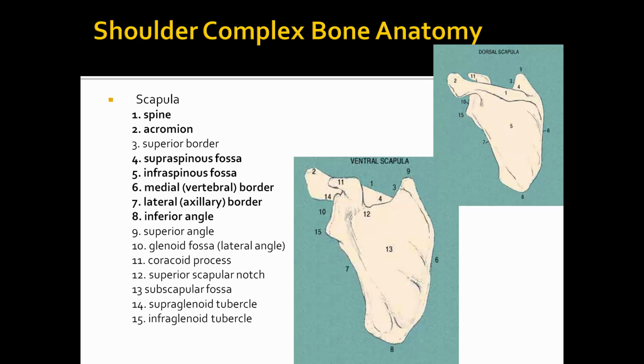You have your borders all around. You have your supraspinous fossa and infraspinous fossa, which are just these little spaces on this bone here. Pretty simple if you break it down. That is where the supraspinatus muscle sits and where the infraspinatus muscle sits. You have your medial and lateral border. The medial is the inside border here, and the lateral is on the outside.